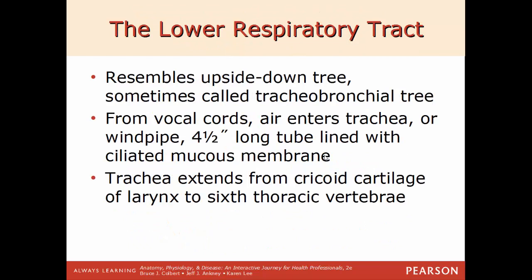Now we'll talk about the lower respiratory tract. Now, this resembles an upside-down tree, sometimes called the tracheobronchial tree. From the vocal cords, the air will enter the trachea, or the windpipe, which is a long tube that's lined with ciliated mucous membranes. The trachea will extend from the cricoid cartilage of the larynx to the sixth thoracic vertebra.